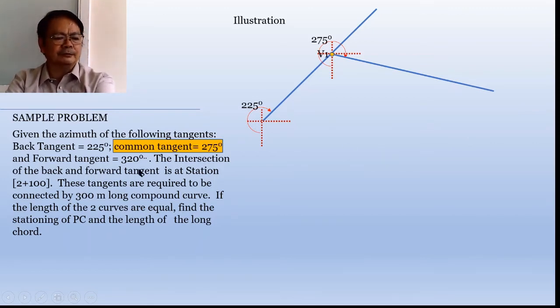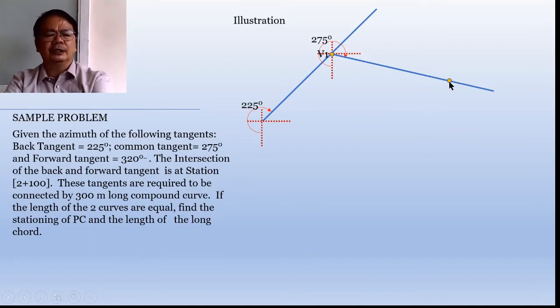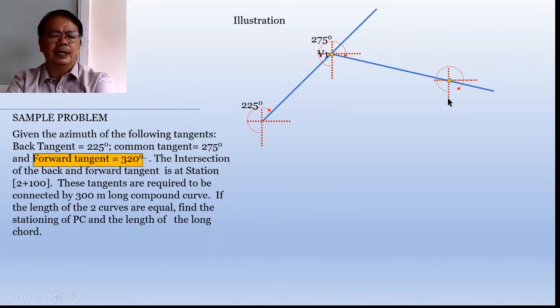And the forward tangent. Now, given the forward tangent, has a direction of 320. So somewhere along the direction of the common tangent, there is another tangent that runs in the direction of an azimuth of 320. And then assuming that this is the point where it will be intersecting the common tangent, then we draw a line having an azimuth of 320. So from here, we try to draw a line that is equal to 320, and that gives us a direction of our forward tangent. And therefore, we can now establish our compound curvature.